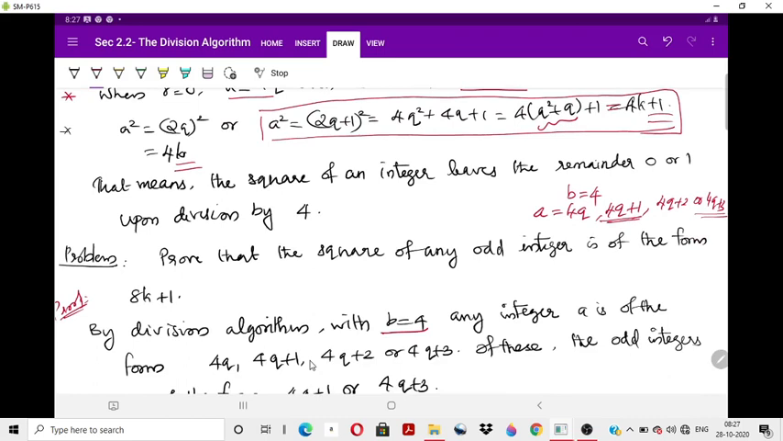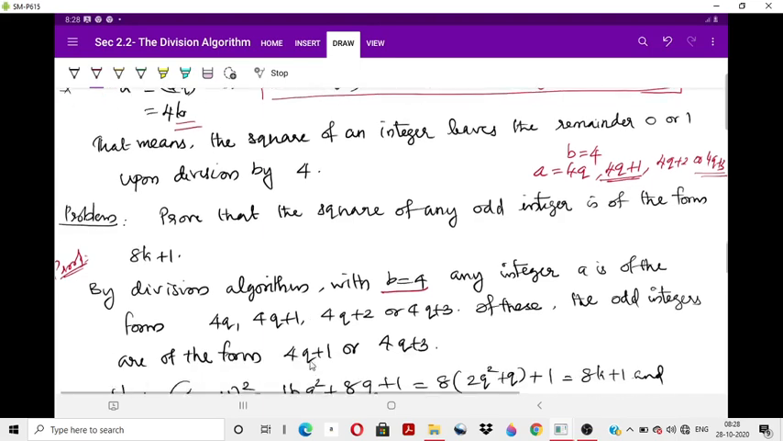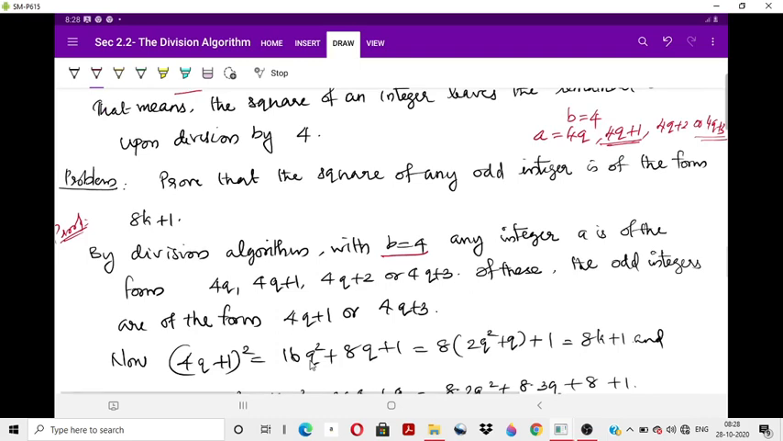So by the division algorithm with b equal to 4, we can have any integer a of the form either 4q, 4q plus 1, 4q plus 2 or 4q plus 3. Of this it is very clear that any odd integer is of the form either 4q plus 1 or 4q plus 3. Now we need to check its square in each case. So when a equals 4q plus 1, what will be its square? And case 2, when a equals 4q plus 3, what about its square? So first we consider 4q plus 1 whole square.